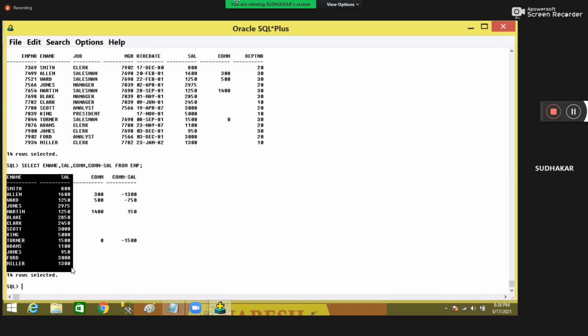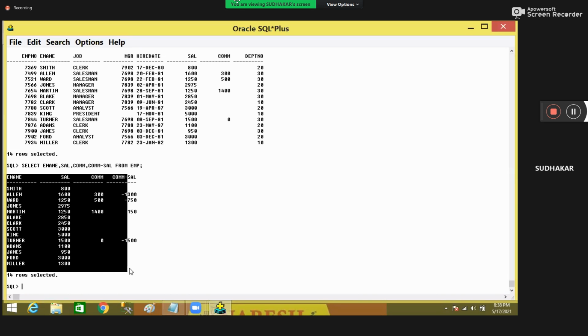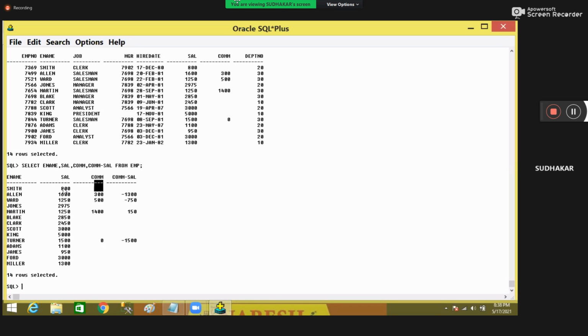Their salaries are also displayed, and their commission values are also displayed. But commission minus salaries, you can see. You all know that null minus some value is equal to null only, because we already discussed this previously: if any arithmetic operation is performed with null, it returns null only. So that's why null minus 800, all of those are showing null.